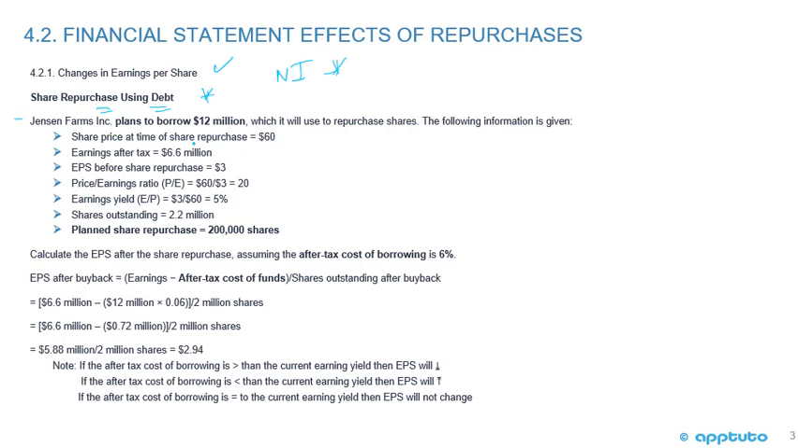Jensen Farms Inc. plans to borrow $12 million, which it will use to repurchase shares. So borrowing money and then going to repurchase shares. The following information is given: the share price at the time of the share repurchase equals $60.